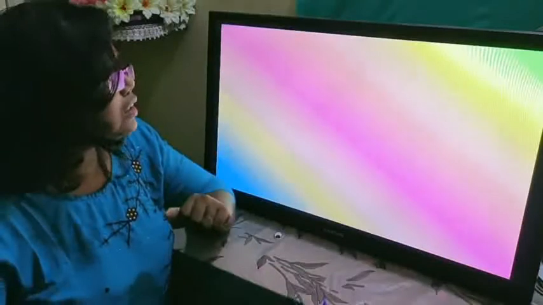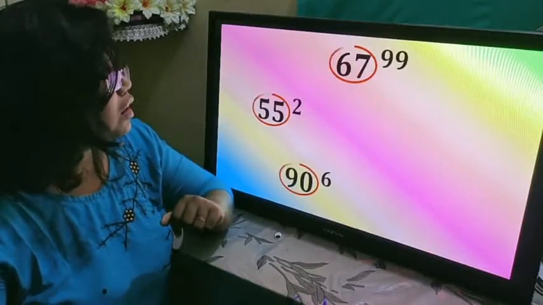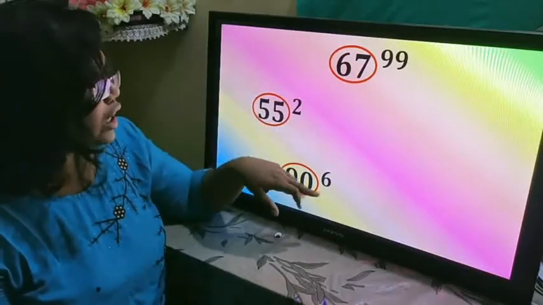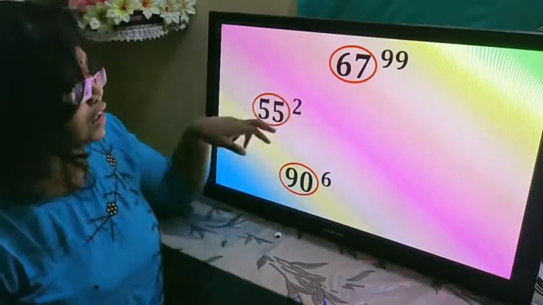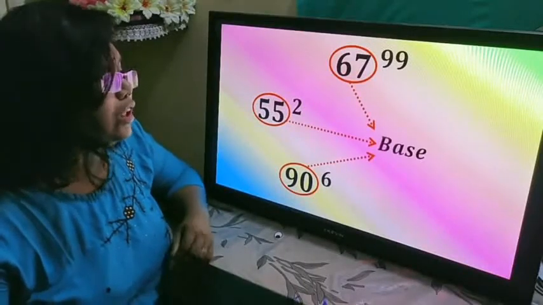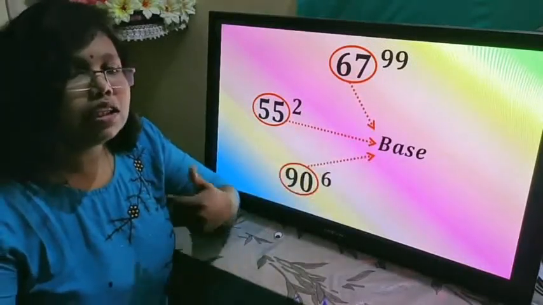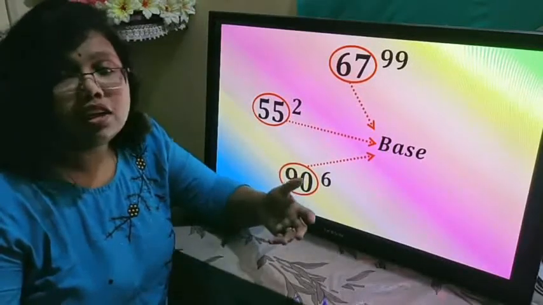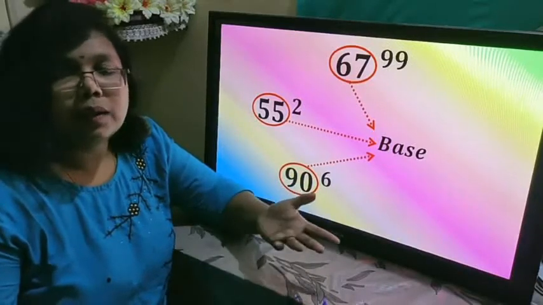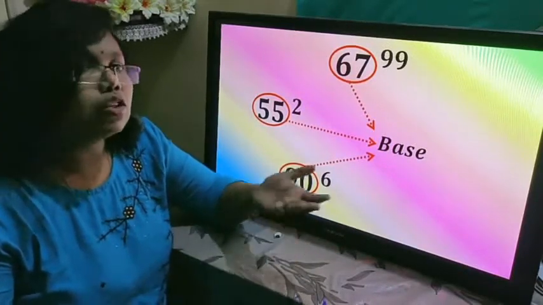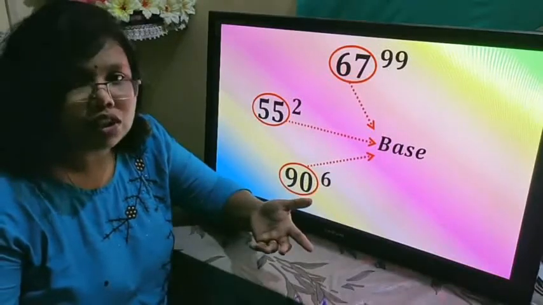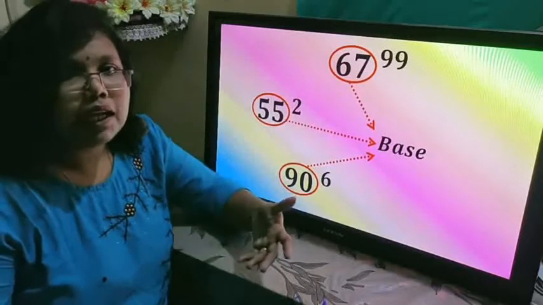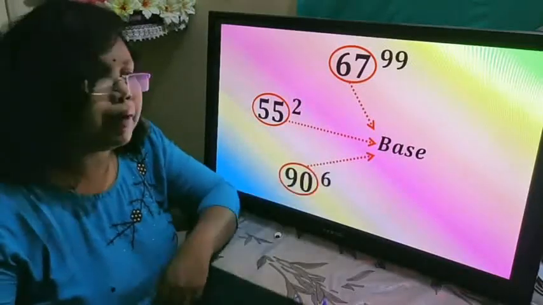Now let's continue with some examples. Here we have 67 raised to 99, 55 raised to 2 and 99 raised to 6. Now here the circled ones, what are they? These circled ones are called the base because they are the number that is going to be multiplied a certain number of times, as we have earlier studied with squares and cubes. The number that is multiplied 2 times with itself is called a square. A number when multiplied thrice with itself is called a cube. So here the number that is being multiplied a certain number of times is called the base.